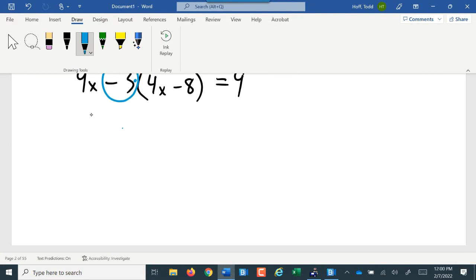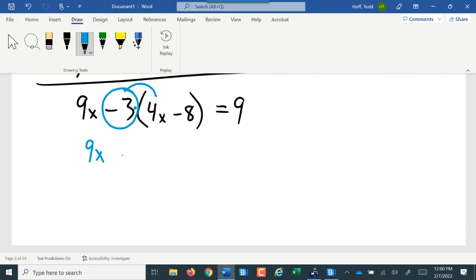So the 9x doesn't change. We'll leave that there. Negative 3 multiplies the 4x. Negative 3 times 4x is a negative 12x. And then this is negative 3 times negative 8, which is a positive 24.